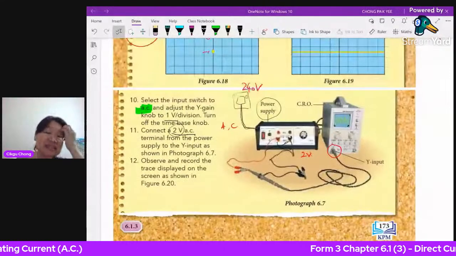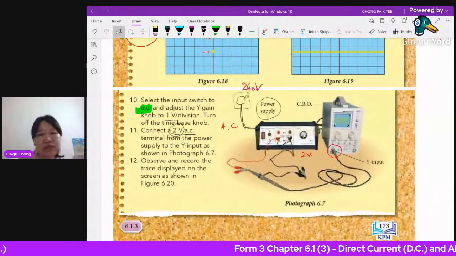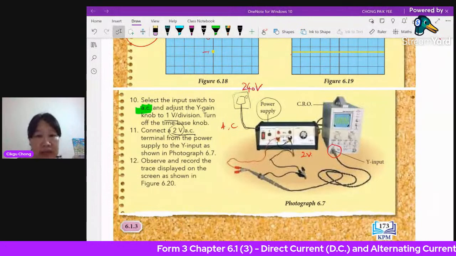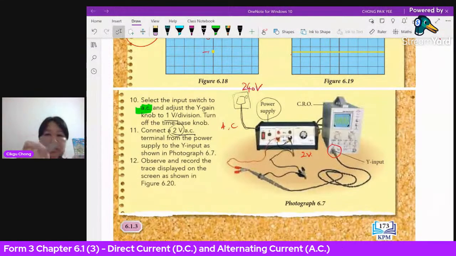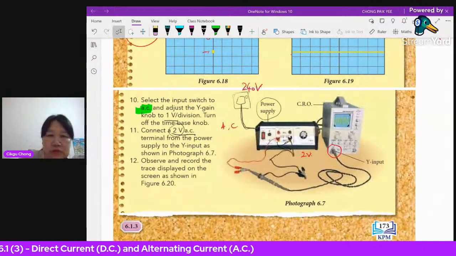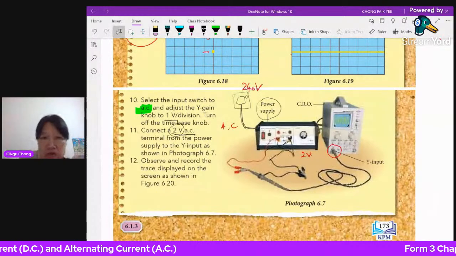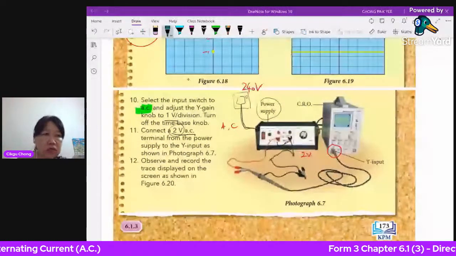Now for AC, you need to connect to a power supply. This is called a power pack, and we have it in the lab. You connect it to the power source. In Malaysia, our power source is the socket there, right?